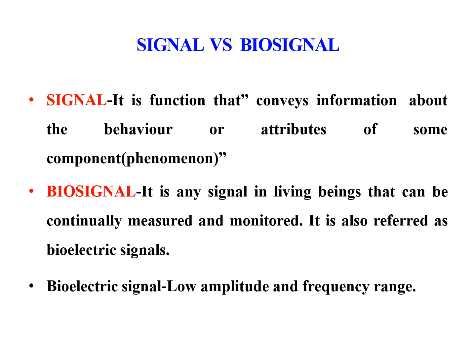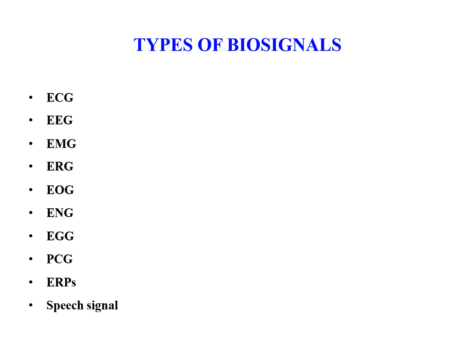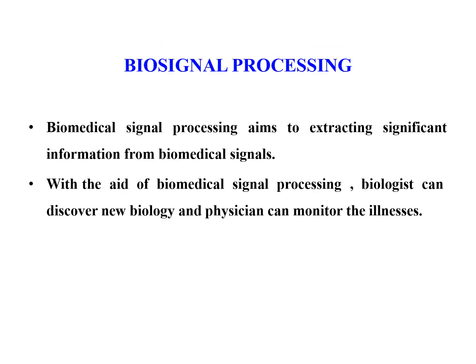Biosignals, the bioelectric signals, are obtained at low amplitude levels and in a low frequency range. Now, types of biosignals. What types are available in biomedical signals? Bioelectric signals include electrocardiogram, electroencephalogram, electromyogram, electroretinogram, electrooculogram, electroneurogram, electrogastrogram, phonocardiogram, event-related potential and speech signals.